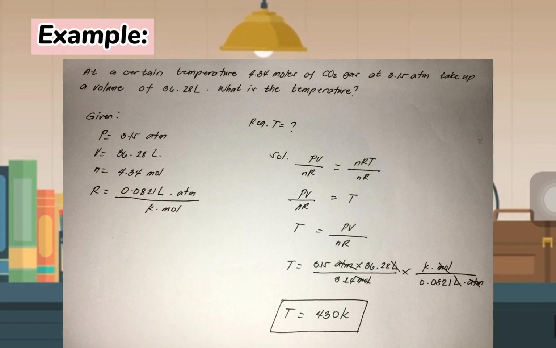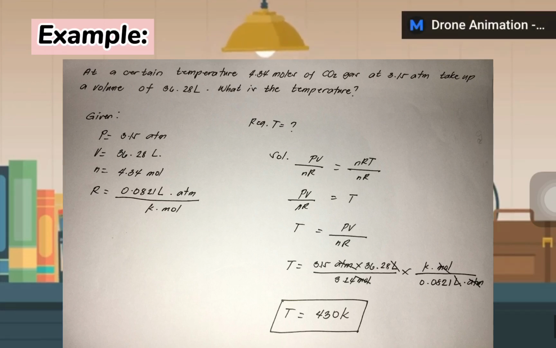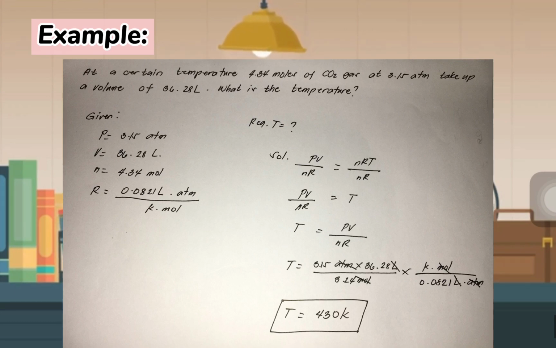For our next example, at a certain temperature, 4.34 moles of carbon dioxide gas at 3.15 atm take up a volume of 36.28 liter. What is the temperature? For our given, we have pressure is equal to 3.15 atm. Our volume is 36.28 liter. Then our amount of substance, we have 4.34 mole. For our ideal gas constant, we have 0.0821 liter times atm over Kelvin times mole. So we are finding the temperature.